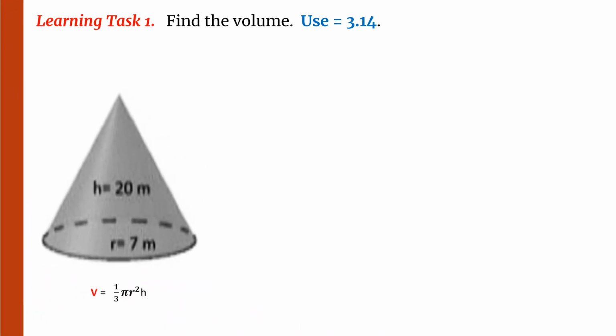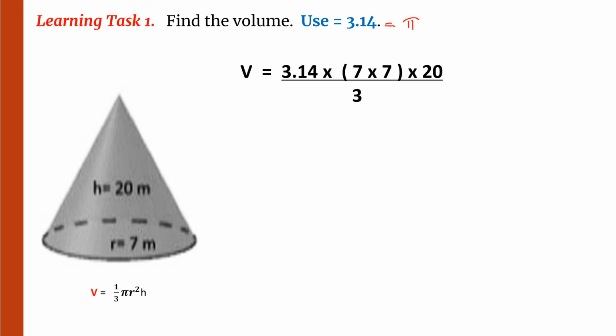Our next figure is a cone. Again, we'll be using 3.14 being the value of what? Pi. Okay? So, ang given natin, radius 7 meters, height 20 meters. And cone formula for volume is 1/3 pi r squared h or pi r squared h all over 3.